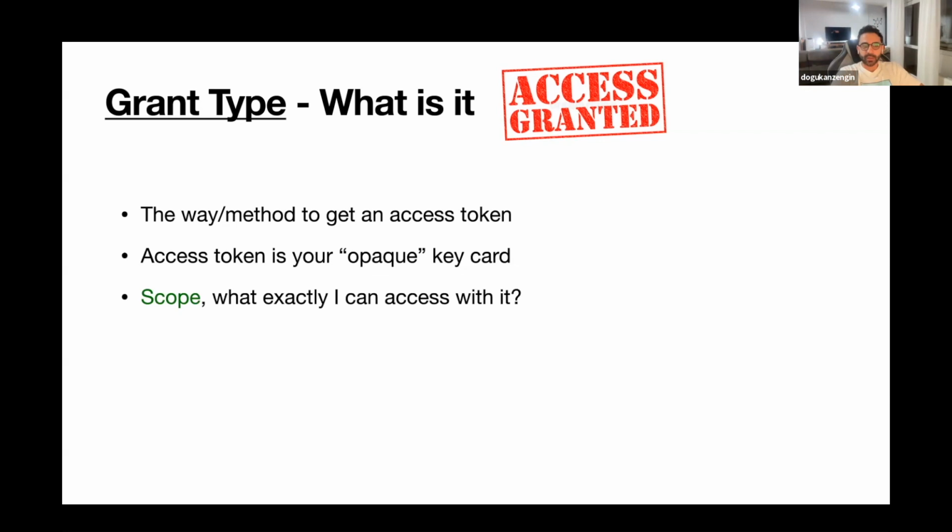Another term you will hear is scope in OAuth. Scope is the exact resource you can access with that access token you have. Obviously, you can't access everything in the resource servers with just one access token. You need to limit what you want to have the client access to. So scope does that in the access token and limits what you can access.